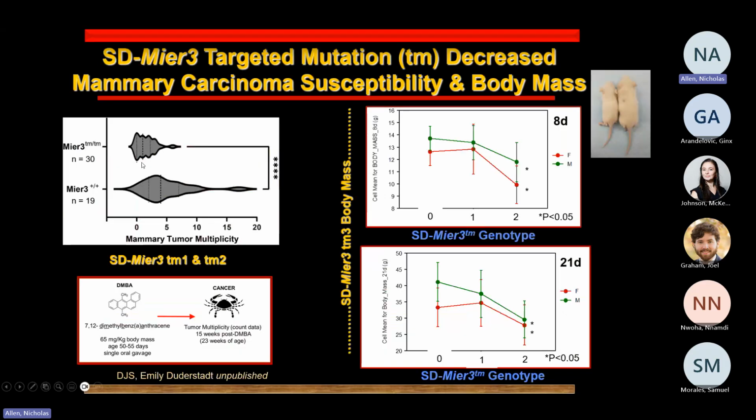And what we see is that when we knock that gene out, both copies of it, or at least mutate it, we see decreased susceptibility. So our hypothesis is that expression of the MIR3 gene at a certain level is contributing to susceptibility. If we can get the expression level down, those animals are going to be less susceptible to developing breast and mammary cancer.